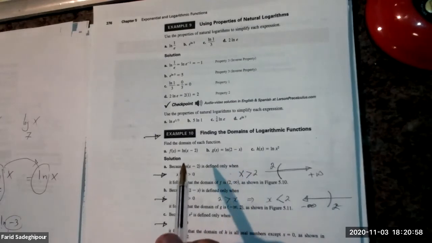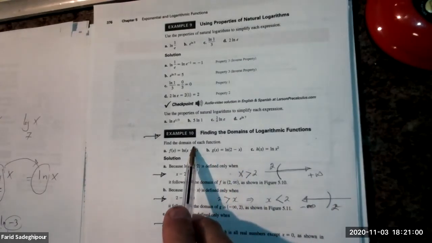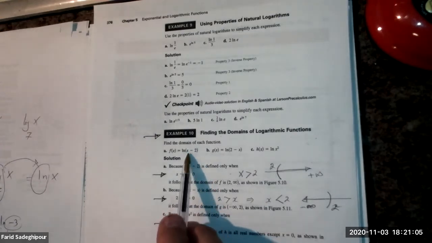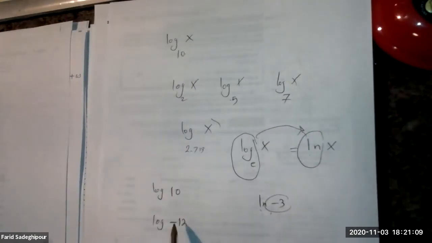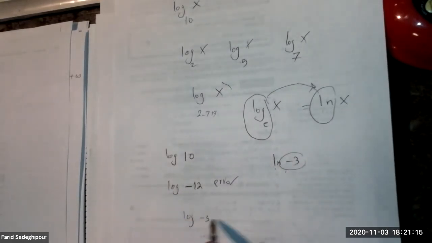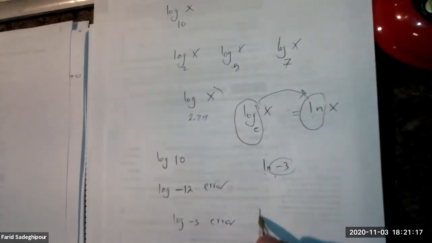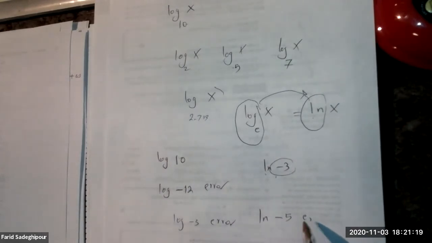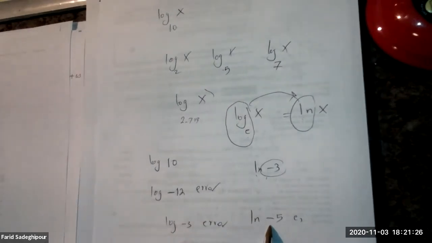You want to make sure that the number you put after the log, whether it's log or ln, shall not be negative, right? When I ask you to find log of negative 12, the calculator would give you an error. Or log of minus 3, the calculator will give you an error. Natural log of minus 5, error. The number after the log has to be positive. Otherwise, when you use the calculator, what you get is an error.